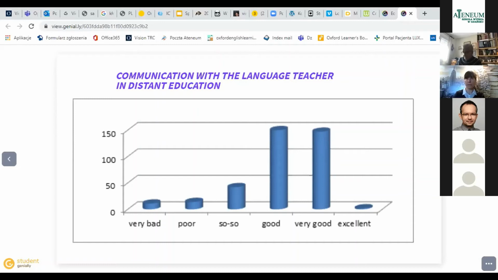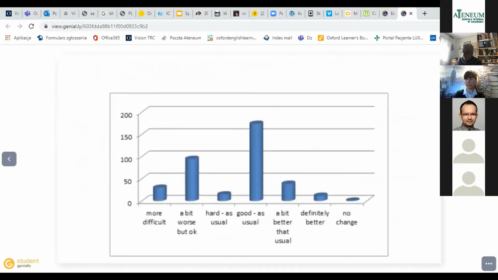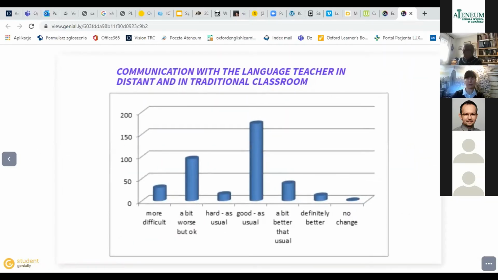The overall result is really satisfactory. The great majority of the students participating in the questionnaire were satisfied with the communication with their language teachers when comparing the communication in distant education to communication in the traditional classroom.